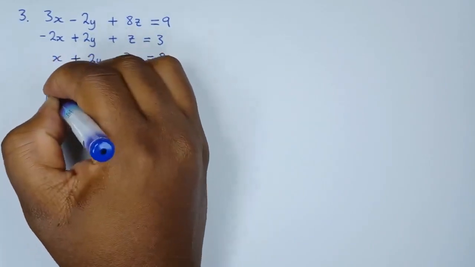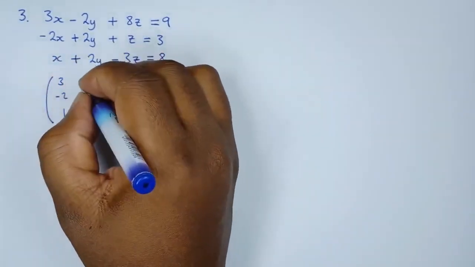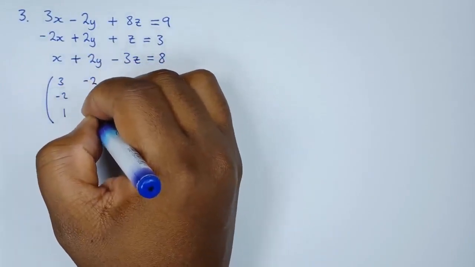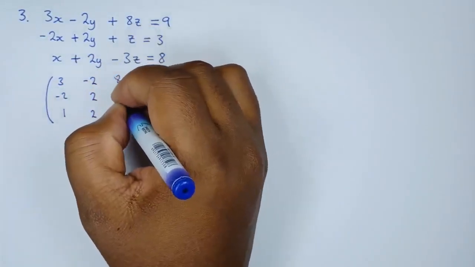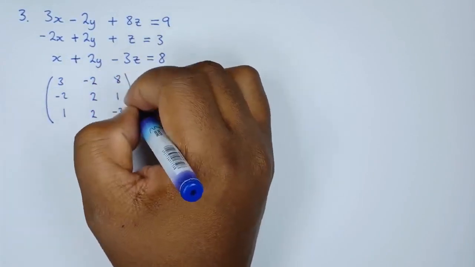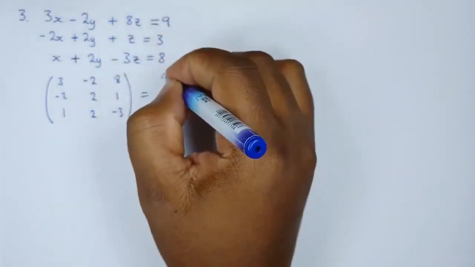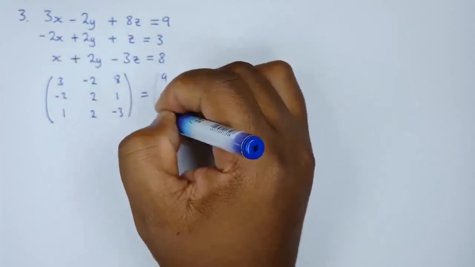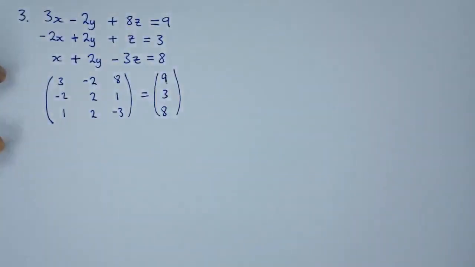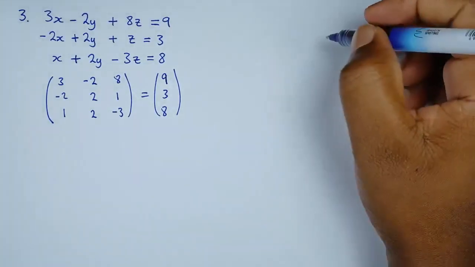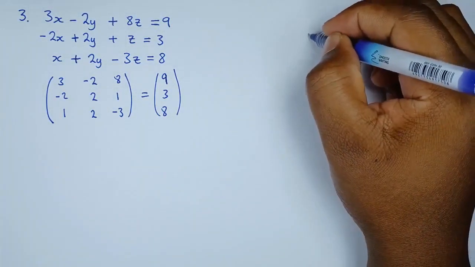We have 3, negative 2, 1, negative 2, we have a 2 there, and a 2. Here we have 8, 1, and negative 3. On this side we have simply 9, 3, and 8. So we're going to find the determinant of this matrix, and that determinant will be known as our D, of course. Let me form the 3 matrices that will guide us through the whole process. The first thing we're going to look at will be dx.